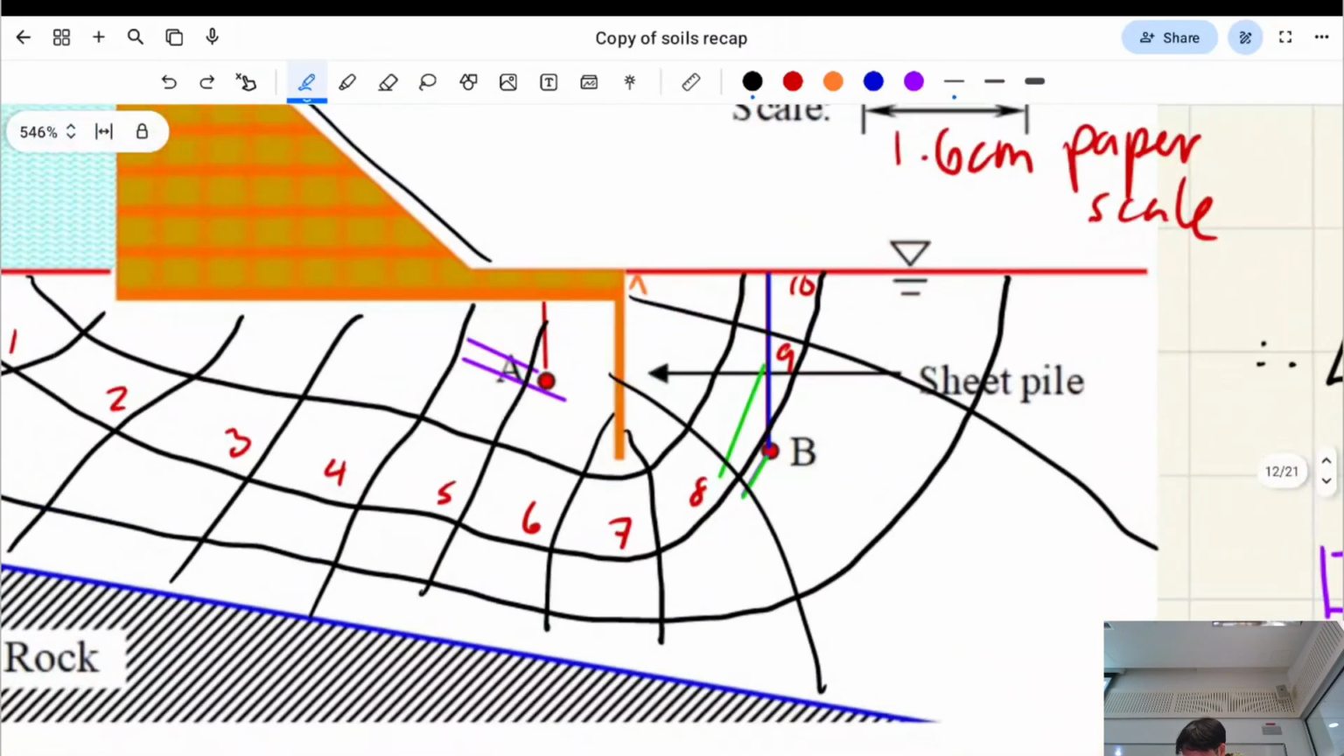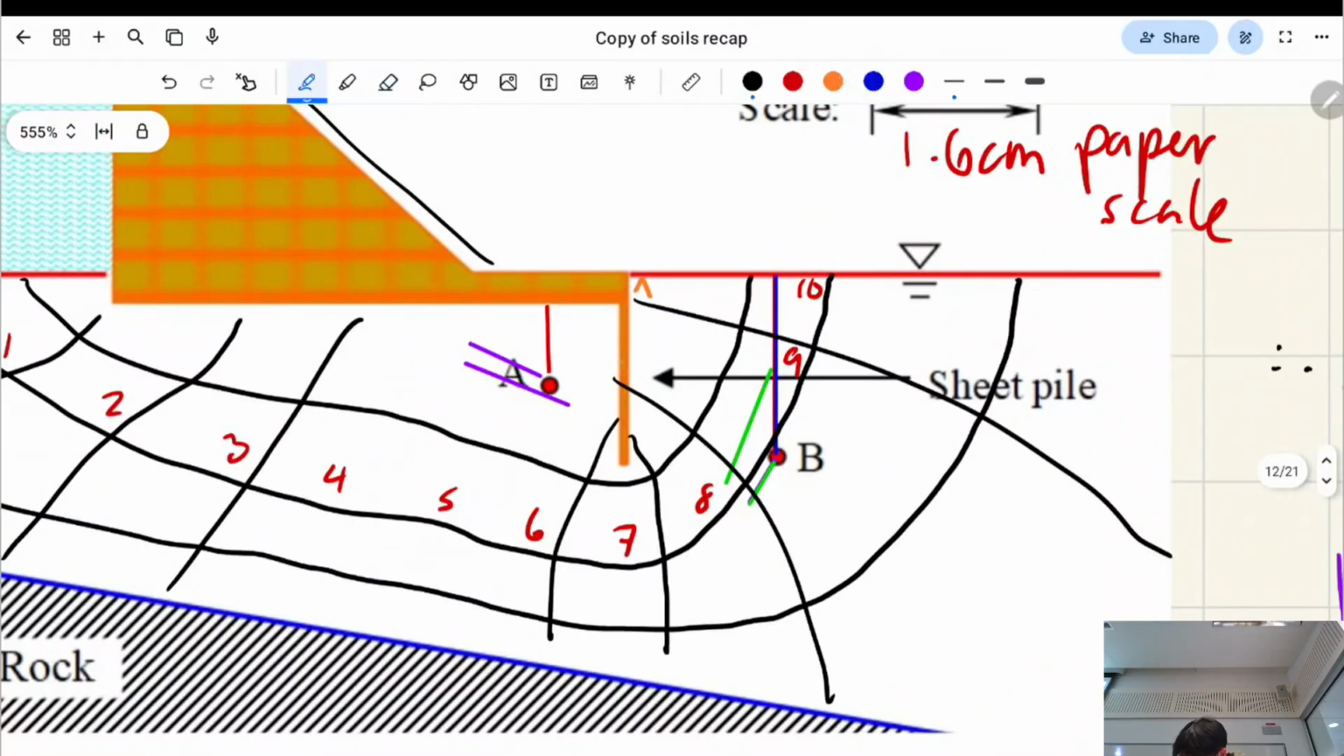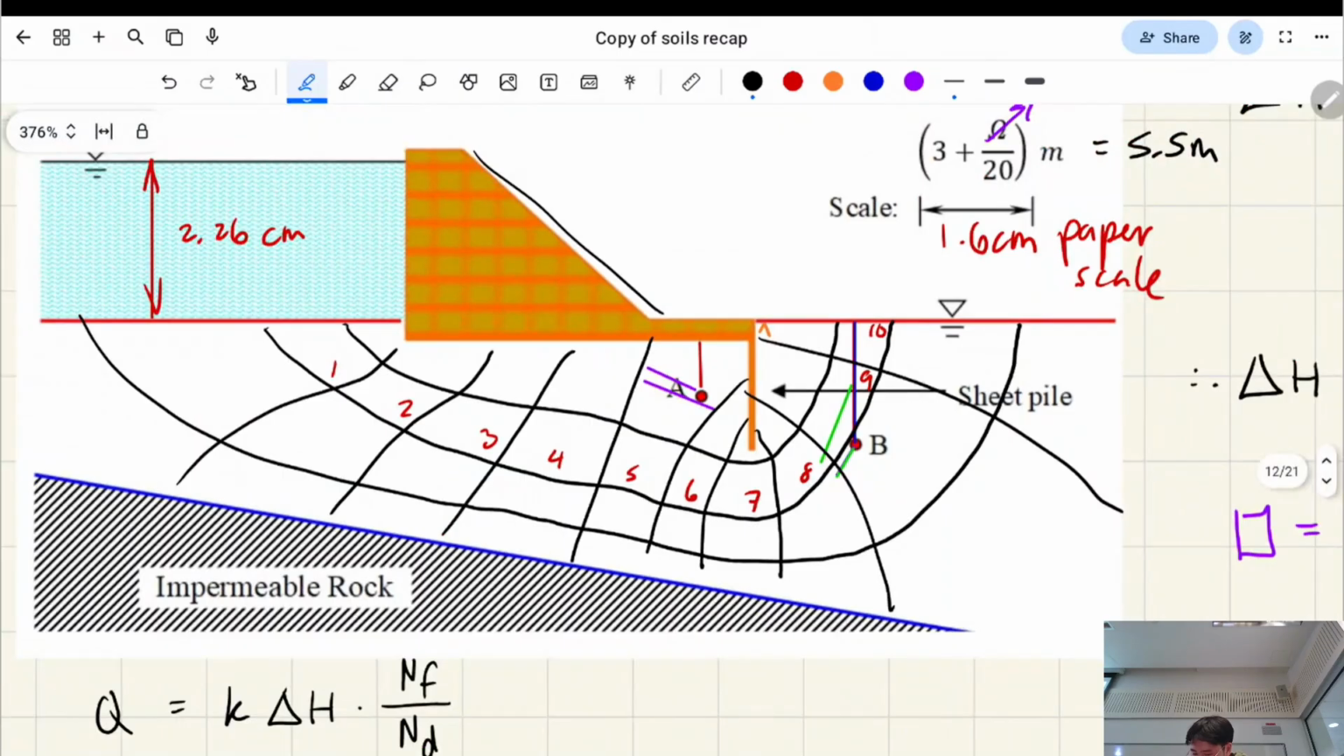I'm just gonna redraw a couple of these lines because I did it differently in my solutions. More like that. Okay. So we have whatever amount of head here, and then it drops by our delta little h each step, right? So in order to find the head at A, would we consider this line or this line? In between, right? That makes sense?